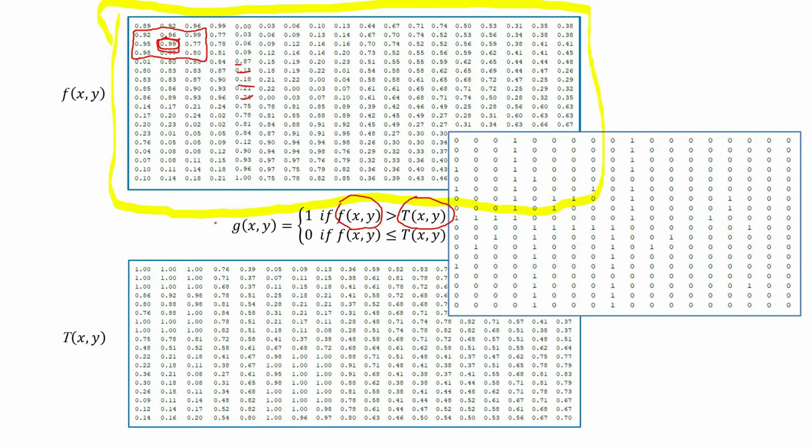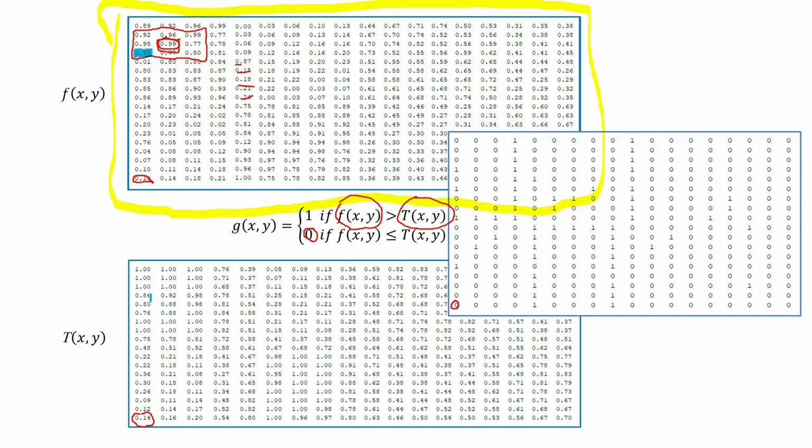Now, for example, let's look at this value here from f of x, y, and this value here from T of x, y. If you look at this situation, we can see that this 0.1 is less than 0.14. Therefore, the output will be 0. Let's look at another example, for example this value here.